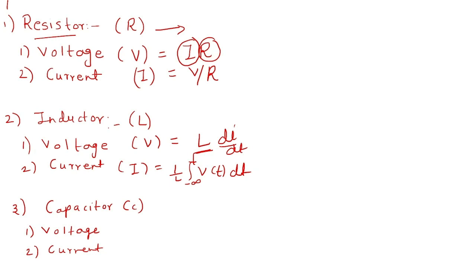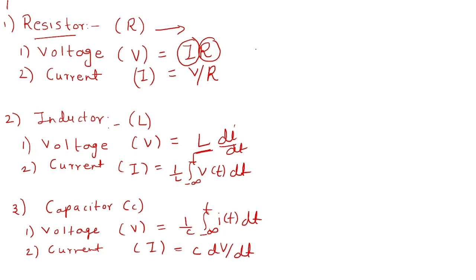Now the next set of formulae is for a capacitor. In case of a capacitor, the voltage is 1 by C integral from minus infinity to t of i(t) dt, and I is equal to C into dV by dt. So I hope I am very clear with this.